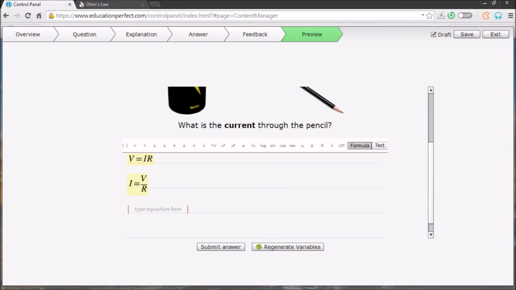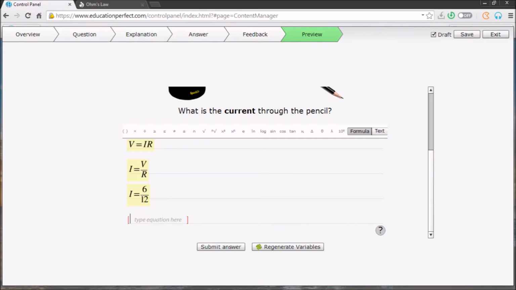Now, substitute in the numbers we know. Voltage is 6 and resistance is 12, so I equals 6 over 12. And what does that come to? 6 divided by 12 is the same as a half, so the current is 0.5 amps. Always remember to include those units, and round your answers if you're asked to.